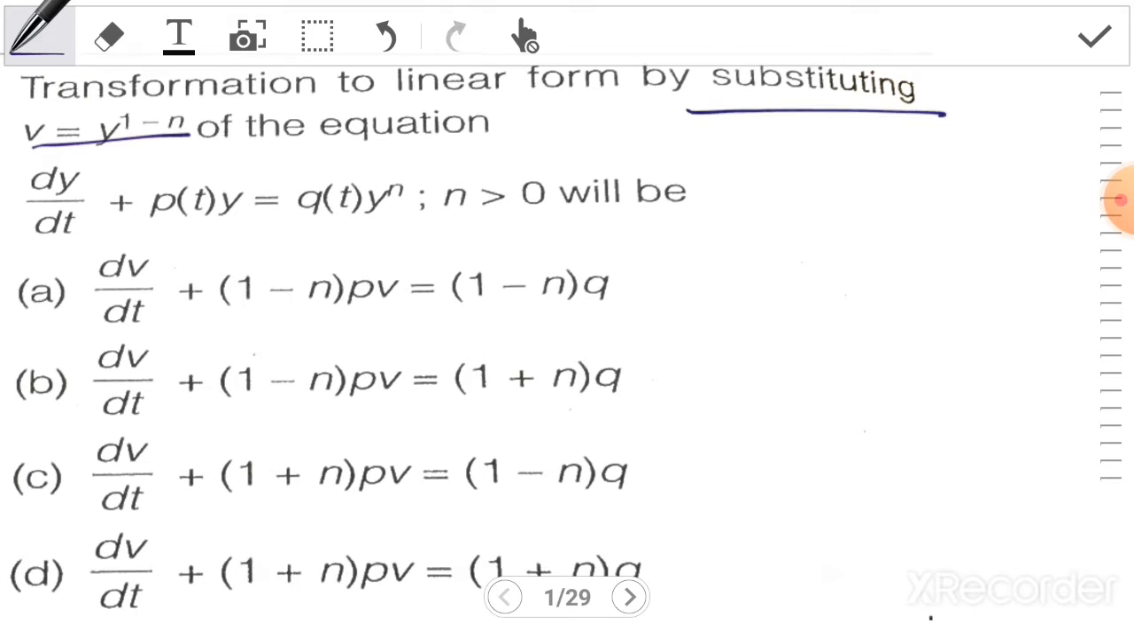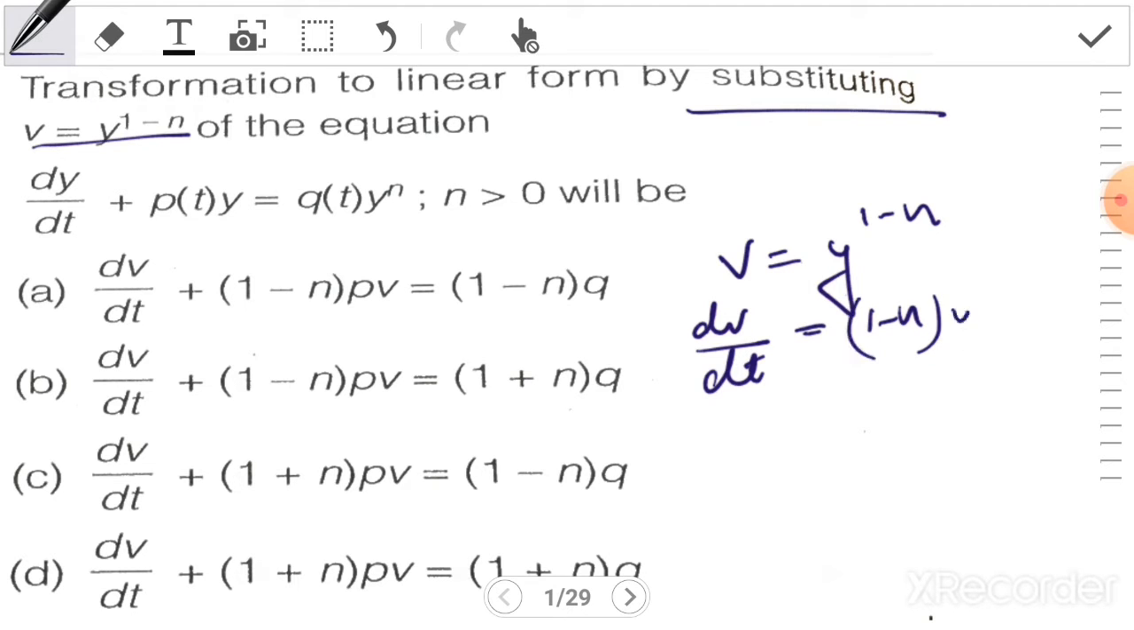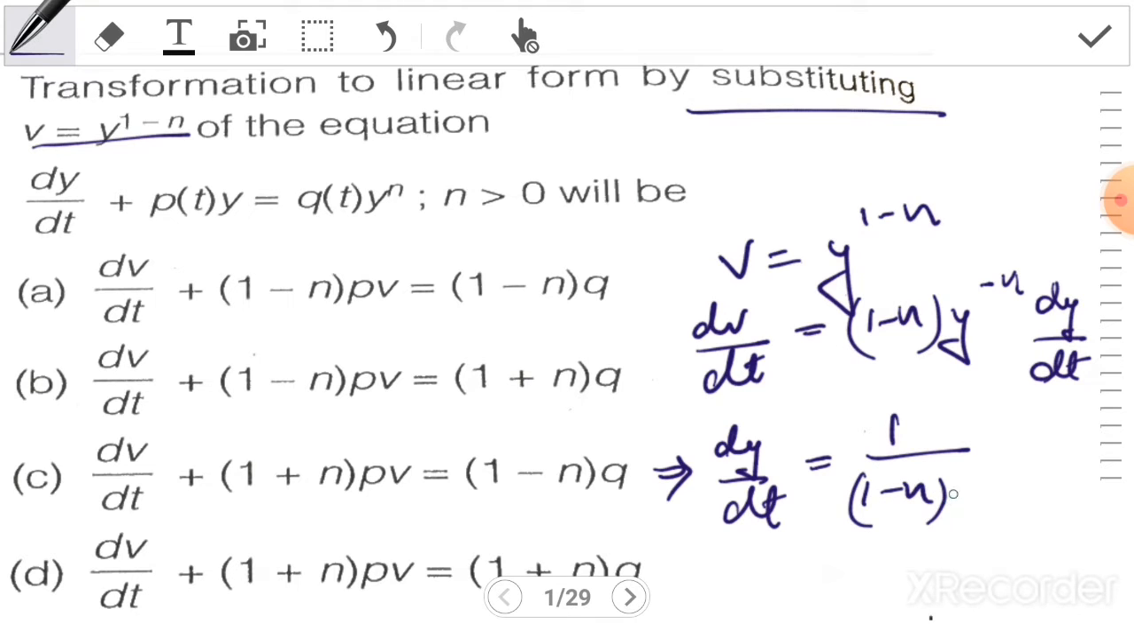So by substituting v is equal to y power 1 minus n, then differentiating with respect to t, we have dv by dt is equal to 1 minus n y power minus n dy by dt. That means that gives dy by dt is equal to 1 by 1 minus n y power minus n dv by dt.